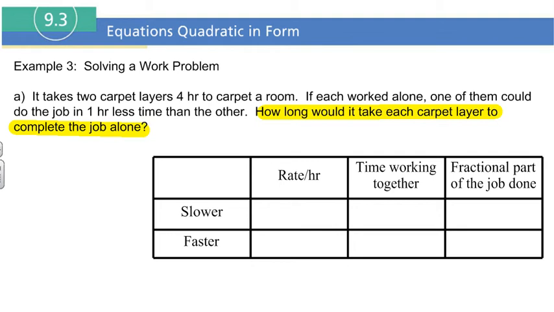Just like we did in the last example, we always want to label our variable, the unknown. Even though in our problem we need to derive 2 answers, we need to let x equal either the faster person or the slower person. I'm going to start with the slower one. So I'm going to let x equal the slower worker.